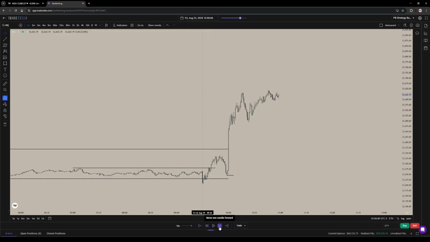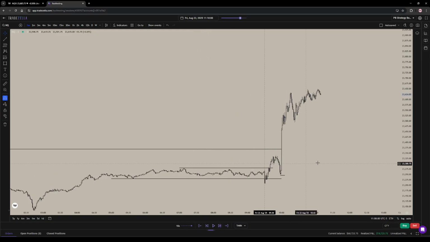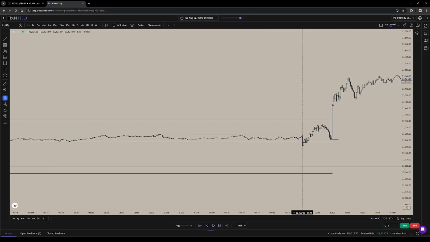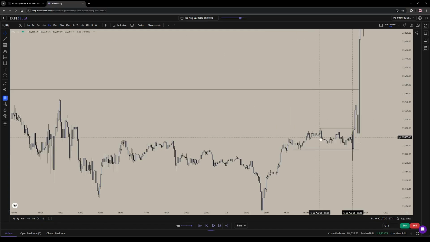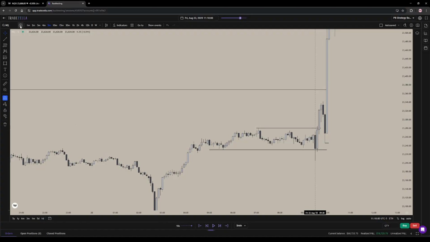Our DOL was already taken out for the day. Price ripped up off market open. Just one of them things, man. I probably would have taken this 5 minute con, but we disrespected the 5 minute anyway, so that doesn't matter.